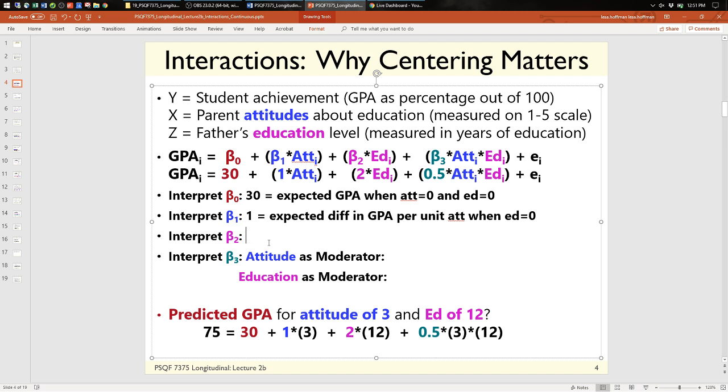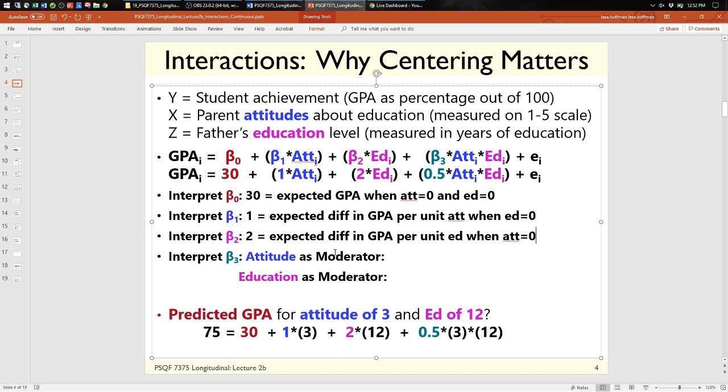Likewise, beta 2. Expected difference in GPA per unit education, when attitude is 0. Yep, when attitude is 0. So far we are 0 for 3 in model parameters that actually mean anything given the sample that we have. That's not good, right? What's the point of estimating numbers if they're useless?